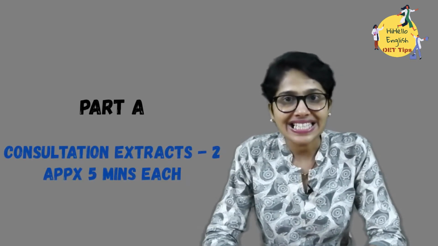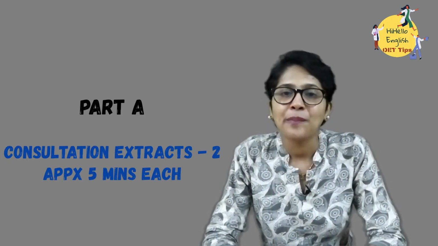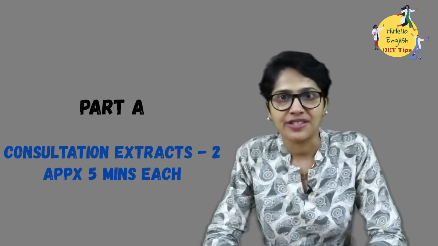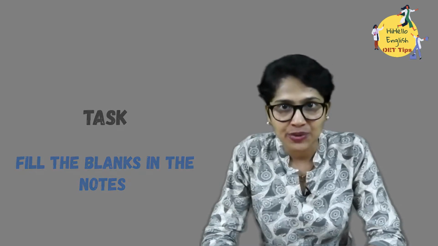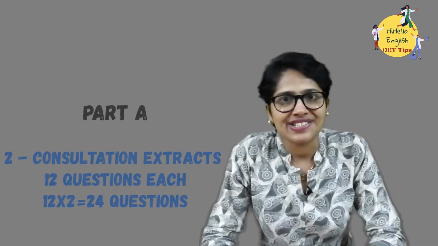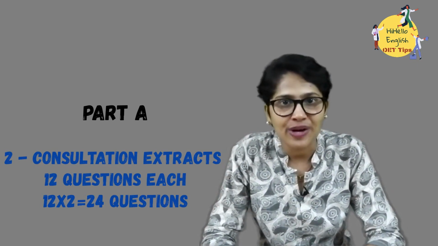In Part A, you get 2 consultation extracts. In each extract, which is approximately 5 minutes in duration, you will listen to a consultation between a healthcare professional and a patient. The scenario is like this: the patient talks and the healthcare professional writes down the notes. You will get the notes with blanks in between in the question booklet. Your task is to fill the blanks given in the notes based on the information you get from their talk. Each extract has 12 questions. Since you get 2 extracts altogether, you have to attempt 24 questions in Part A.